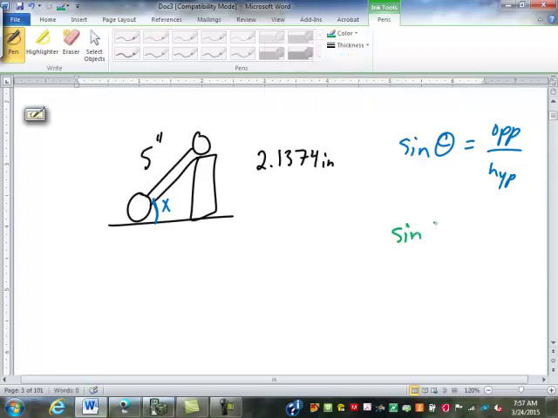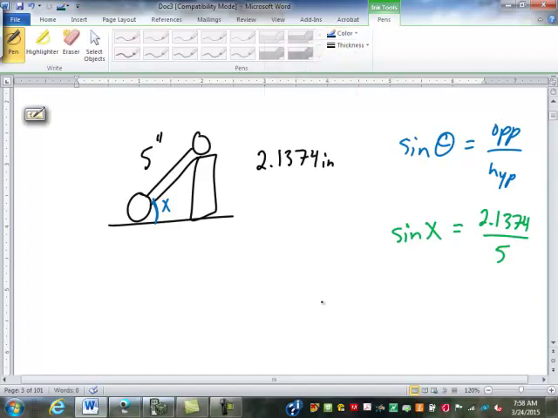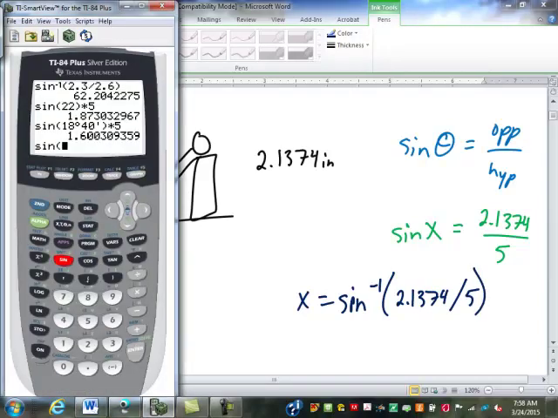So we don't know the angle. That's x. That's what we're looking for. Opposite is 2.1374. Hypotenuse is 5. Now this time, since we're looking for the angle, it's going to be the inverse. So second sine of 2.1374 divided by 5. Second sine, 2.1374 divided by 5. Yep, divided.